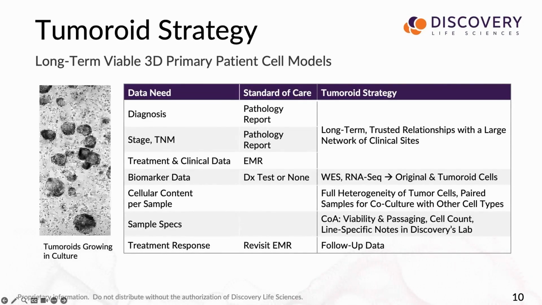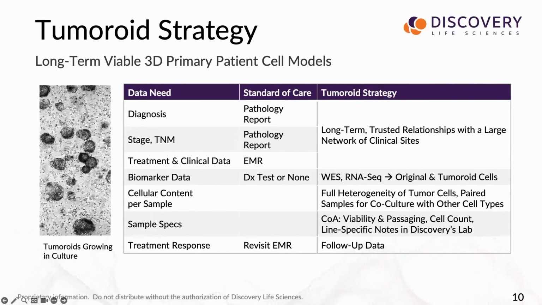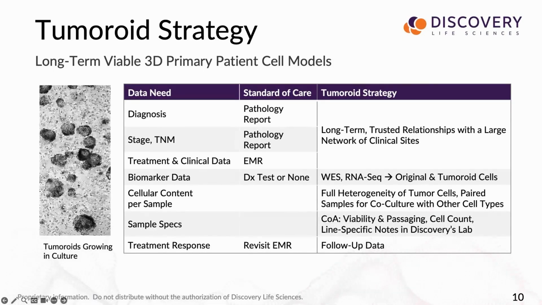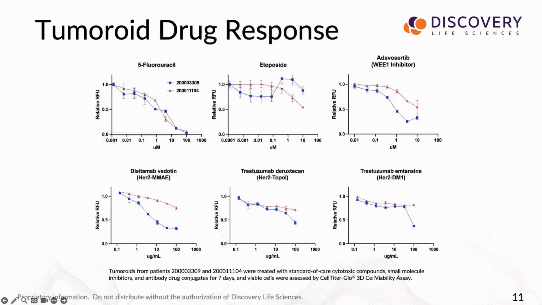Sample specifications are in the C of A: viability, passaging, cell count, and line-specific notes from our lab team. And this product is intended to help address the translational gap. So here we're looking at drug dosing data from 2 different tumoroid lines, and you can see sometimes they respond similarly, sometimes we get a differential response. And this is really the primary use case for the tumoroid modeling system.